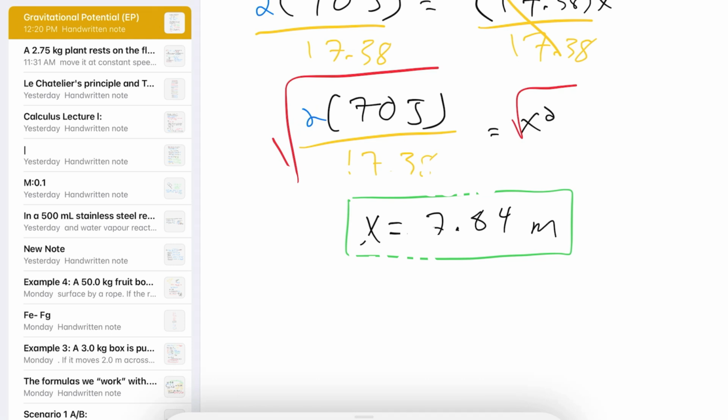So that's potential energy. What I encourage you guys all to do right now is try some of the worksheets.